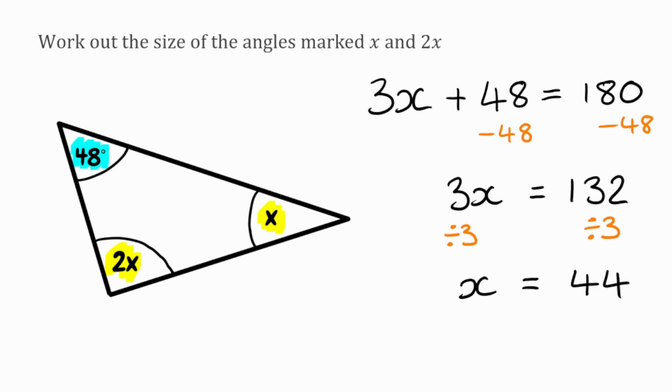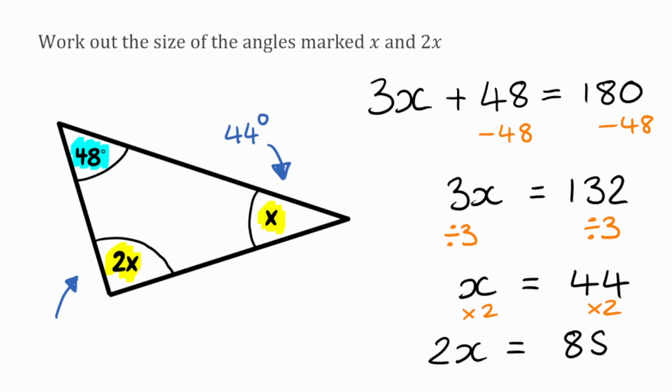So we've solved what x is. We know that x is equal to 44. So this angle here would actually be 44 degrees, because that's what the value of x is. Then to figure out what this angle 2x is over here, we have to find 2x. To do that, all we would do is take this x and multiply it by 2. So I'm going to do that exact same thing on the right hand side. 44 times 2 gives me 88. So this angle 2x would actually be equal to 88 degrees.